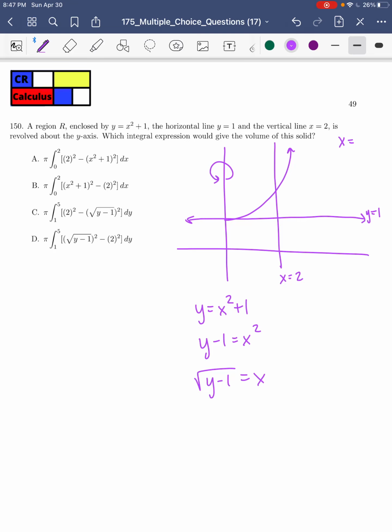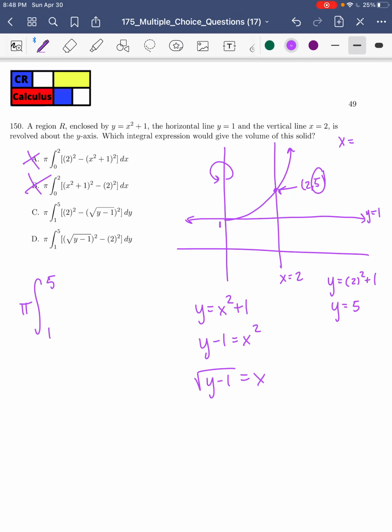Alright, so now we need to figure out what our y values are going to be. So this one's going to be 1. I need to find the y value where those two meet though. So when x equals 2, that should tell me y equals 5. So this point is going to be 2, 5. And I need that y value as a bound. So when I set it up, I'm going to have pi on the outside. We know it has to go from 1 to 5 because it's y values. So b and a can go away.